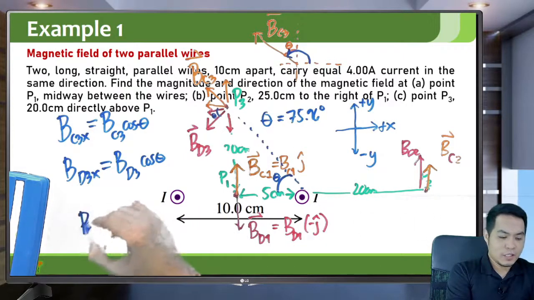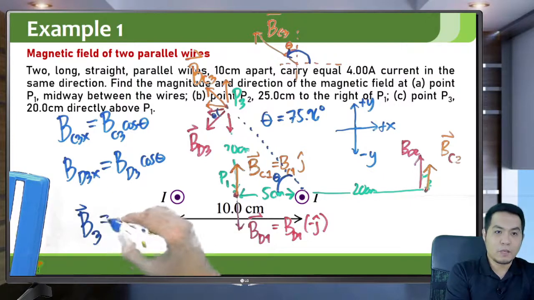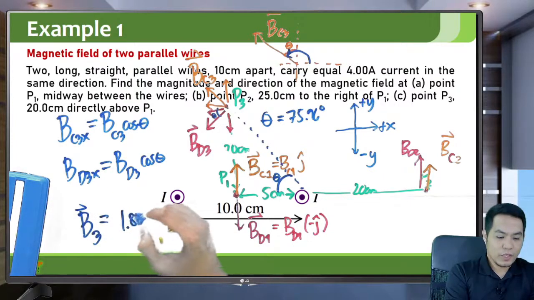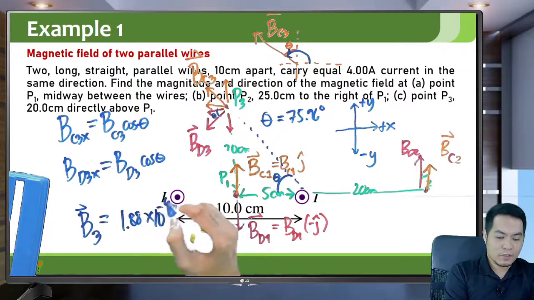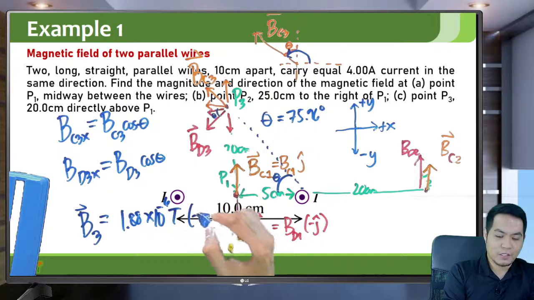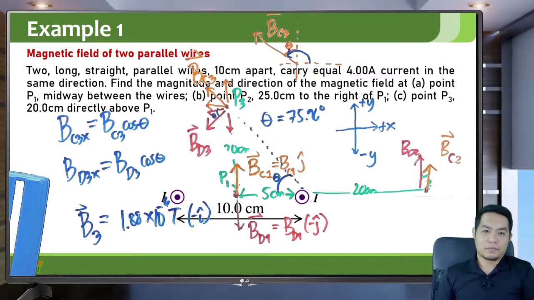So in this case, the magnetic field at point 3 will be 1.88 times 10 to the negative 6 Tesla, and the direction is negative i hat. This is the magnetic field at point 3. Direction is negative i hat, or towards the negative x-axis. Okay.